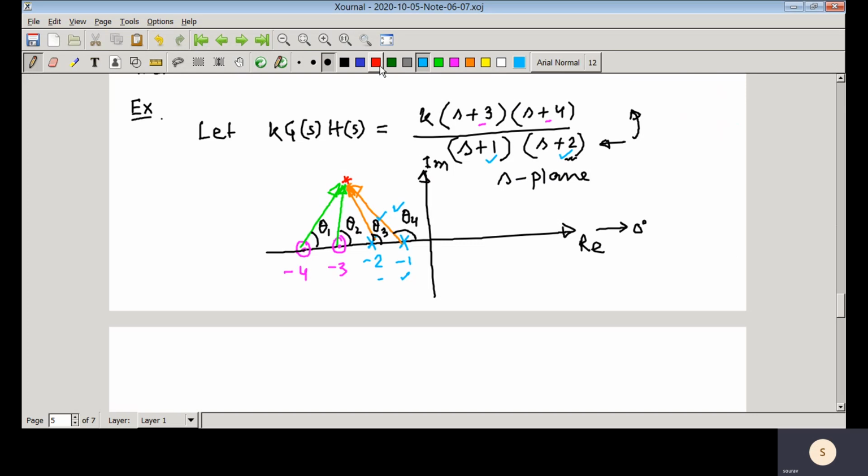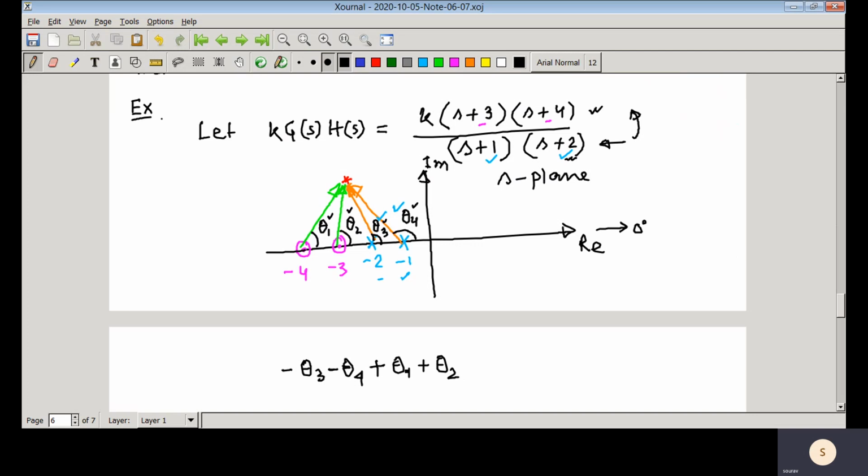So obviously the angles contributed by the poles are minus theta 3 and minus theta 4. These are the two angles contributed by the poles. And why are we taking negative? Because those poles are in the denominator, and zeros are in the numerator. So what is the angle contribution of the zeros? That is theta 1 and theta 2. That means they should be positive, theta 1 plus theta 2.